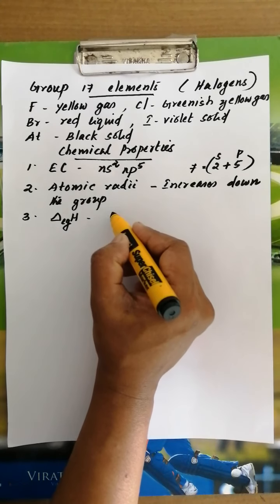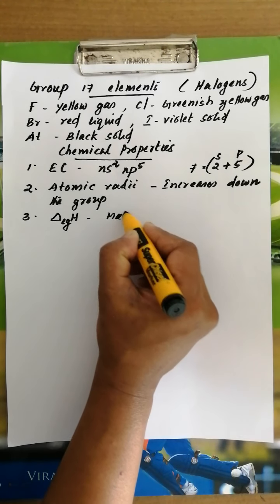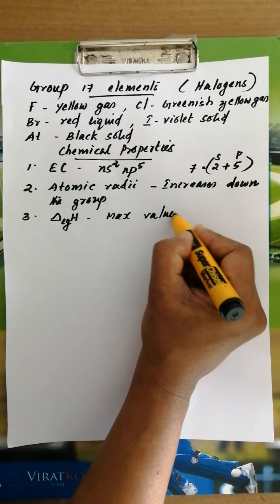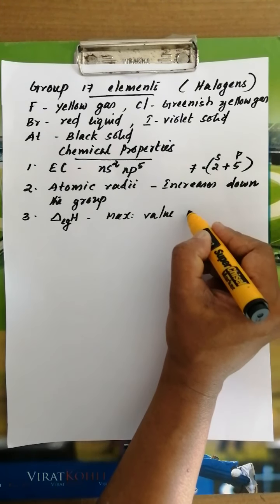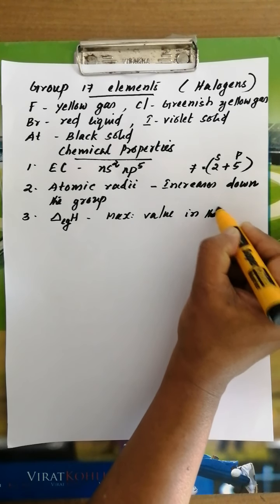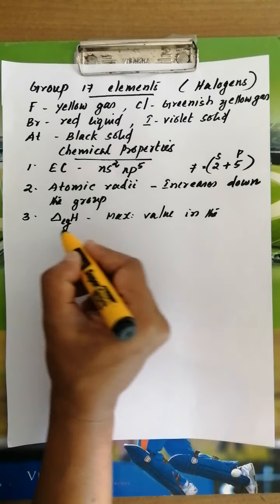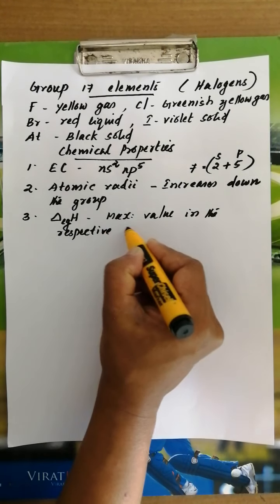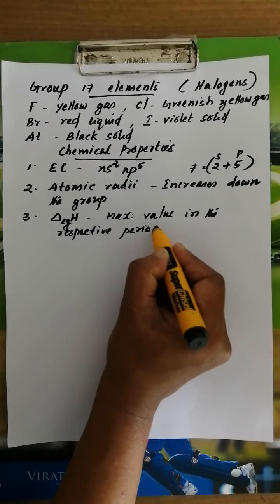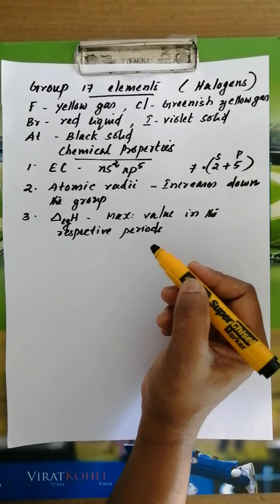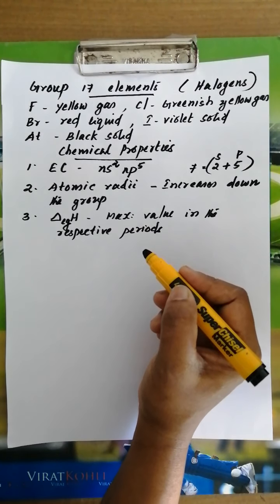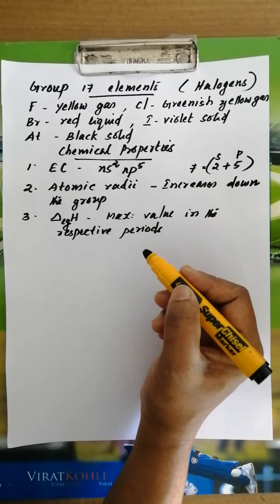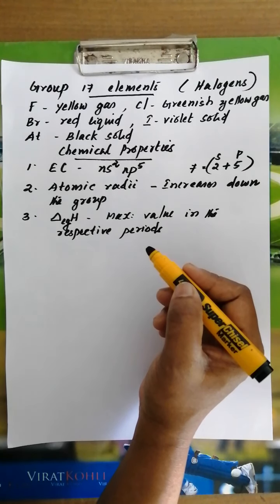And halogens have the maximum value in the respective periods. If you take period 2, fluorine has the highest value. If you take period 3, chlorine has the highest value.